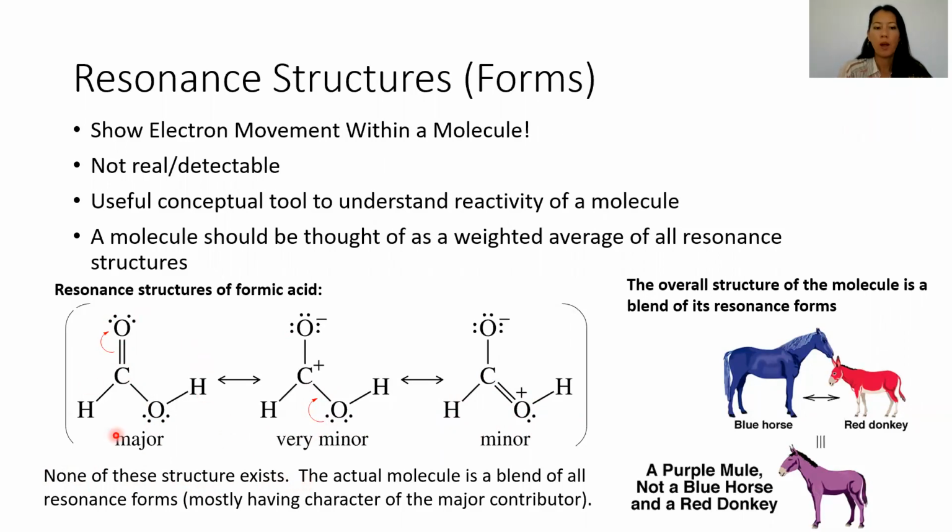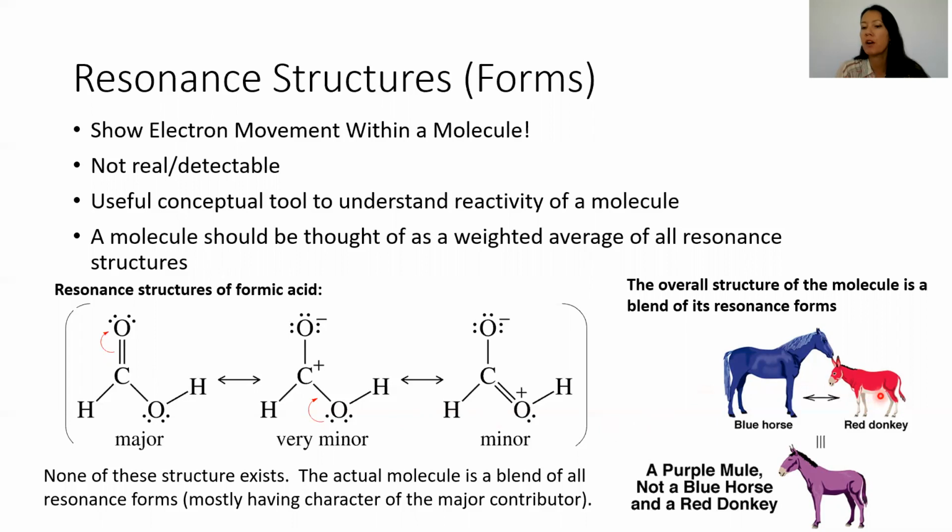This one is the best one because all octets are filled and there are no charges. This is the worst because the carbon octet is not filled. It only has 6 electrons and a plus formal charge. This one has the octets filled, but there are charges. So all of these contribute to the overall blended hybrid structure, but it's mostly character of this major guy, the lower energy one.